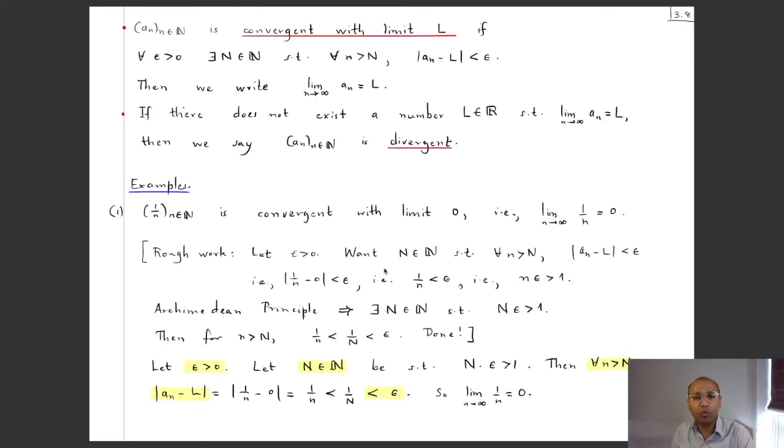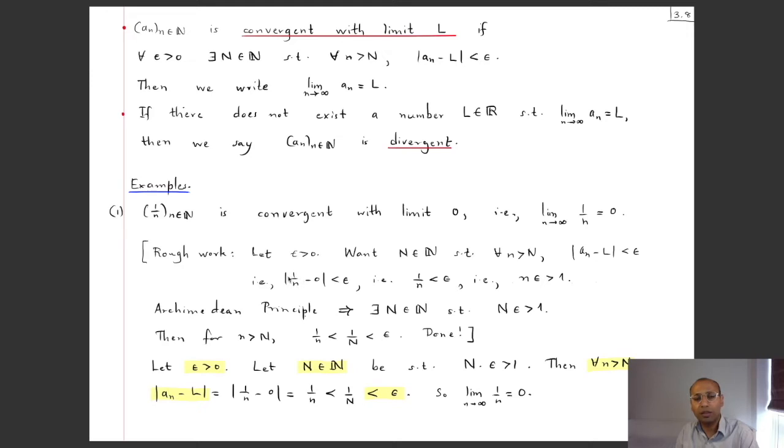So what do we want? We want a capital N such that for every little n bigger than capital N, mod of a_n minus L is less than epsilon. Now, what is a_n minus L in this case? L we are claiming is 0. We have guessed that the limit is 0. And a_n is 1 by n. So given this epsilon, I want a capital N such that beyond this n, you have that mod of 1 by n minus 0 is less than epsilon.